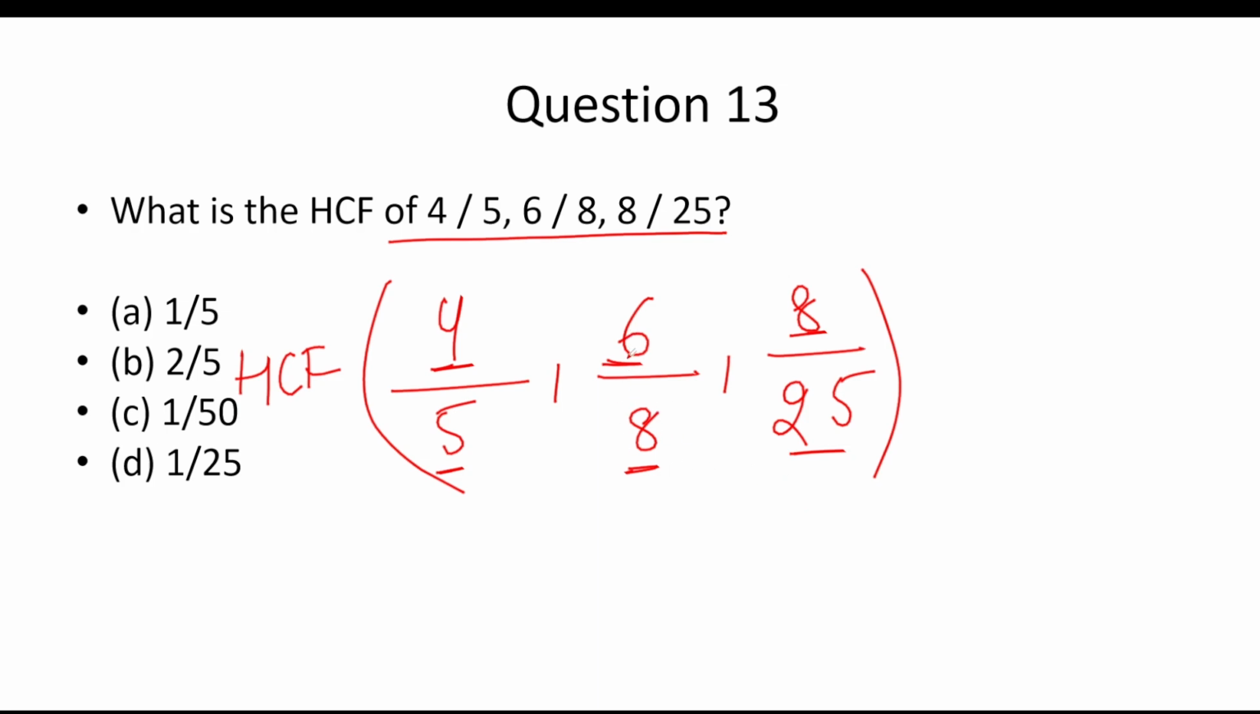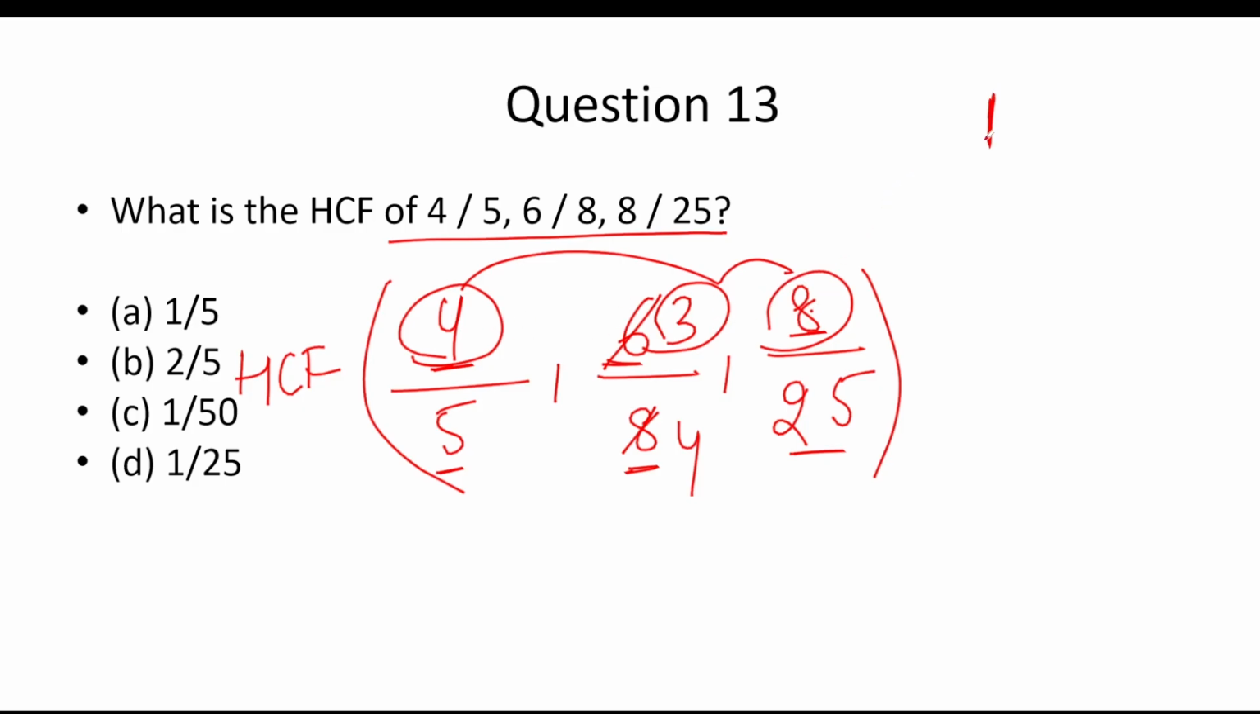But first we have to check whether these numbers are in their simplest form, like you can cancel 6 and 8, and this will be 3 by 4. Now all the numbers are in the simplest form, you can't cancel. So what you will do, HCF of numerators. What is the HCF of 4, 3 and 8? What is the highest number which divides 4, 3 and 8? That is 1. And LCM of denominators.